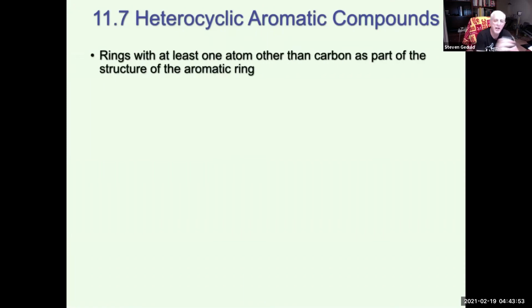Okay, rings with at least 1 atom other than carbon as part of the structure of the aromatic ring. These are heterocyclic aromatic compounds. Heterocyclic because one of the atoms in the ring is not a carbon atom. Sugars have an oxygen atom in the ring. A ribose sugar is 5 atoms: 4 carbons and 1 oxygen. Okay, your purines, your pyrimidines of DNA and RNA, these are heterocyclic aromatic compounds.